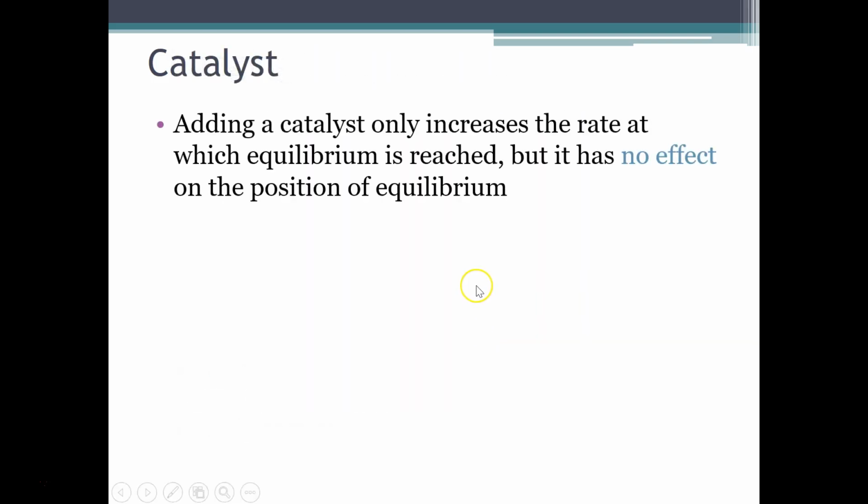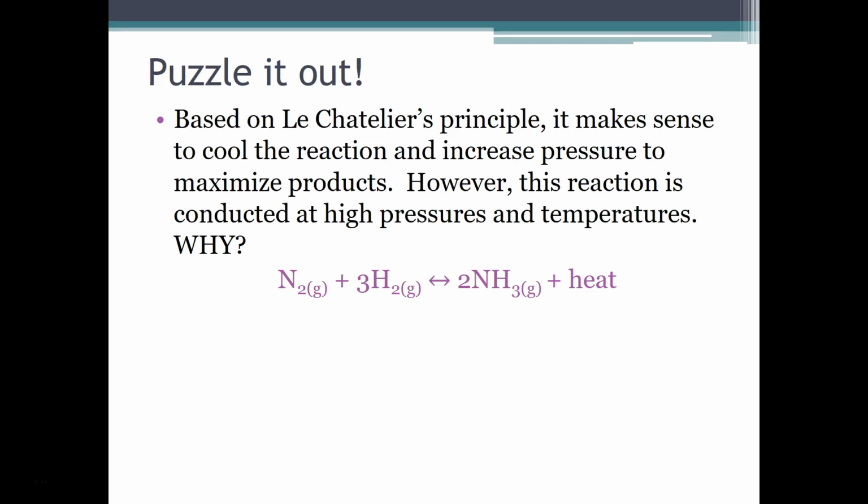All right, so adding a catalyst. Catalysts only increase the rate of a reaction by lowering the activation energy. Adding a catalyst lowers the activation energy for the forward and reverse reactions equally. So adding a catalyst won't have an effect on the position of equilibrium, but it will help the system get to equilibrium faster.